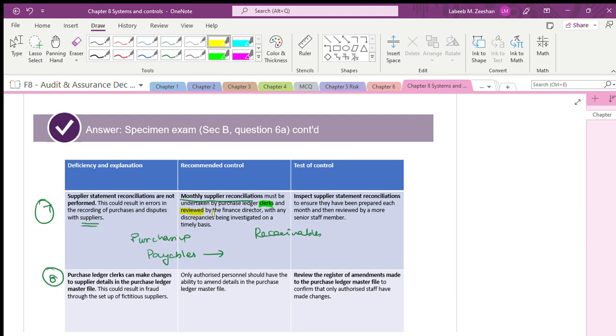What it says, inspect the supplier statement. You should know what is the test of control. Definitely whether they have done reconciliation or not. If you are inspecting the supplier statement reconciliation, check that they have been prepared each month and reviewed by whom? Reviewed by the senior manager.